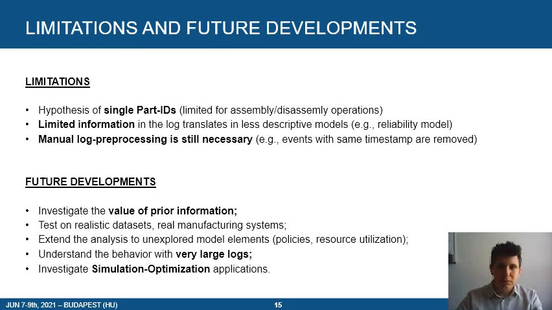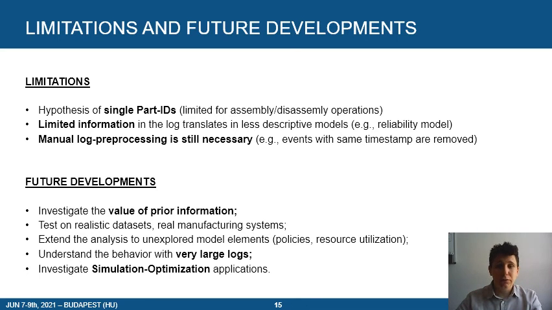In conclusion, we have developed a model generation approach, and we have seen how this behaves in a real-time scenario. We are still limited by certain limitations. For example, we make the hypothesis of having only one part identifier, and this limits the type of system that we can model. For example, we cannot model assembly or disassembly operations, in which multiple part identifiers might be present.